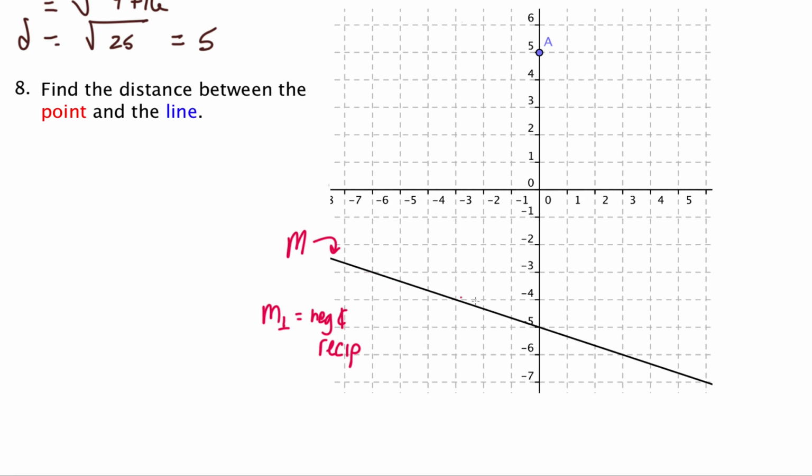So let's find a point here. How about right here where we see 5? And where's the next place where it hits the graph? Right there. So we are going down 1, and then we're going over 3. So this slope right here is -1/3.